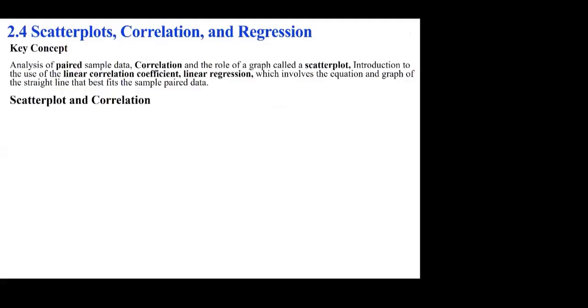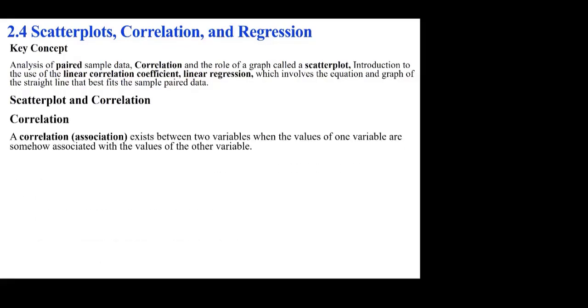All right, key concept. Could somebody read this one for us, please? Analysis of paired sample data, correlation, and the role of a graph called a scatterplot. Introduction to the use of the linear correlation coefficient, linear regression, which involves the equation and graph of the straight line that best fits the sample paired data. Thank you so much. So we are looking at scatter plots, correlation, and regression.